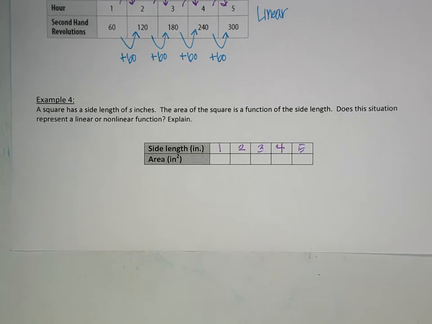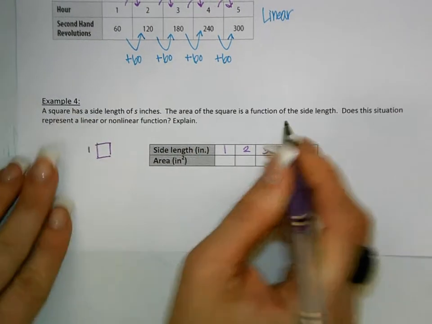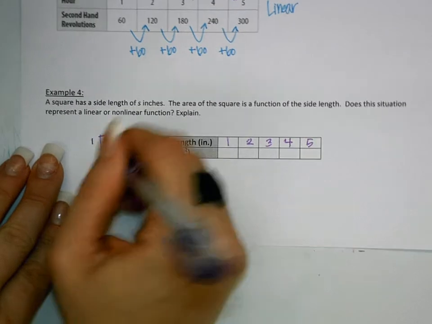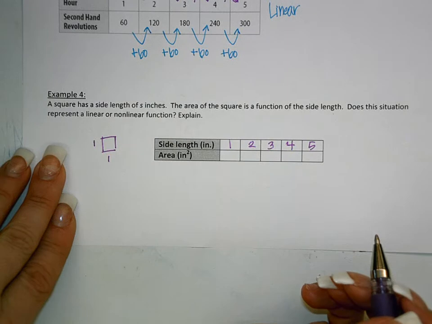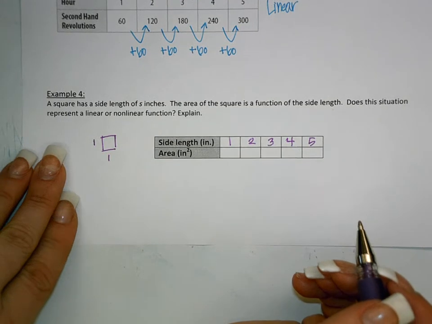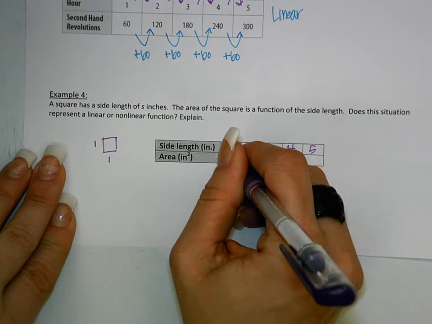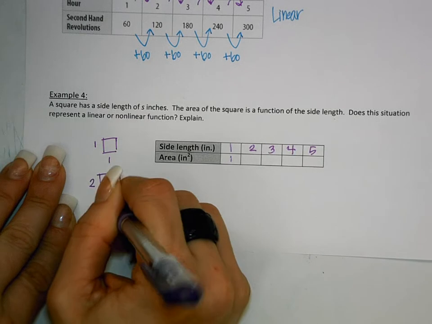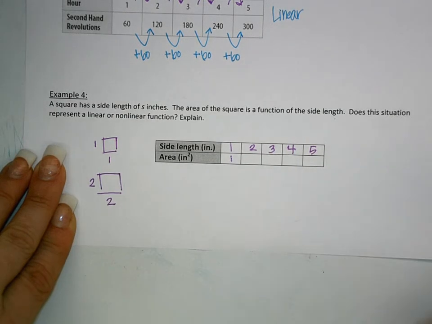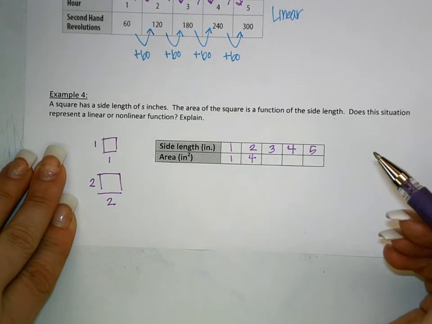Now, if we had a square that had a side length of 1, what would all the other sides equal? 1. How do you find the area of something? You multiply side by side, or length times width. So what would be the area of this square? 1. What if I had a different square and its side lengths were 2? Then what would be its area? 4. So do you see how I can just take each side length and square it?